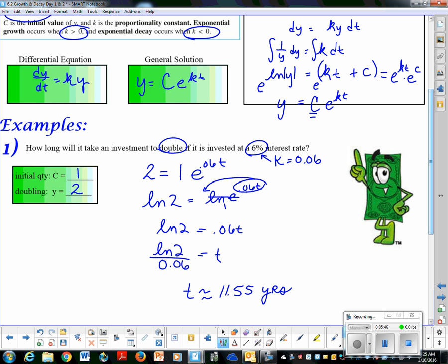Now, you probably are familiar with the PERT formula from previous classes. Well, that is exactly what we used. The PERT formula and our C e to the kt are really identical, just different letters used.